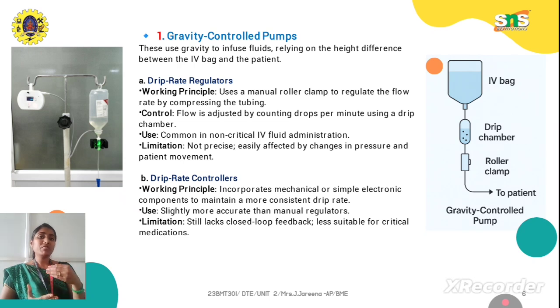Whereas in drip rate controllers, the second type, there is an additional component which tells you the drip rate. By seeing that, we can easily ensure what values we have fixed and that the level we have adjusted is maintained. We can ensure this by using drip rate controllers. That is the main difference between drip rate regulators and controllers.